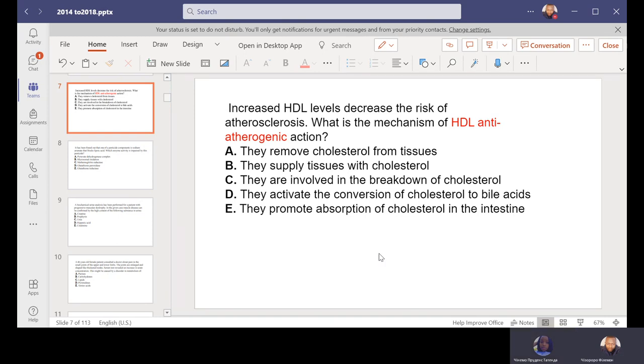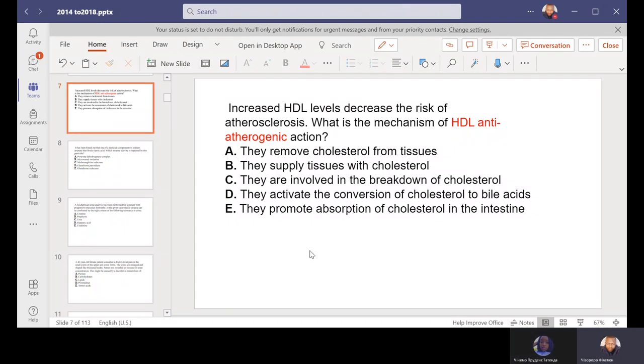LDL carries cholesterol to the peripheral organs, which need cholesterol for the synthesis of hormones, for example in adrenal glands or in gonads. But HDL is the one which removes excess cholesterol from peripheral organs back to the liver. So just know that two-way mechanism. Cholesterol is carried to the peripheral tissues by LDL, but back to the liver by HDL. So HDL is good cholesterol.